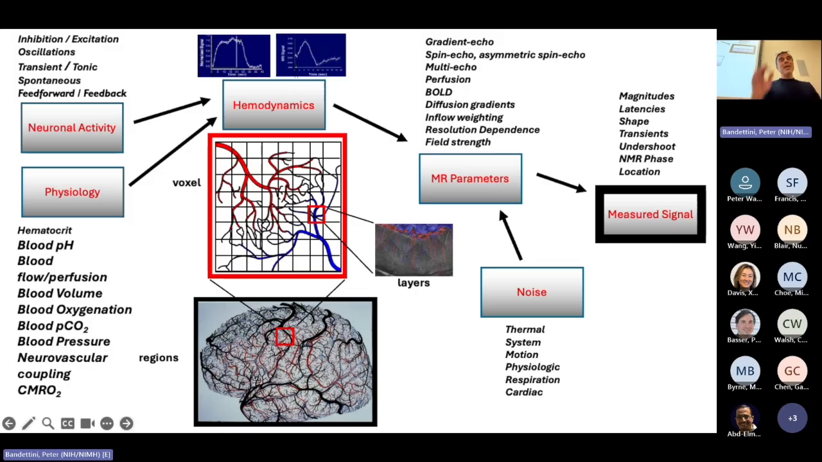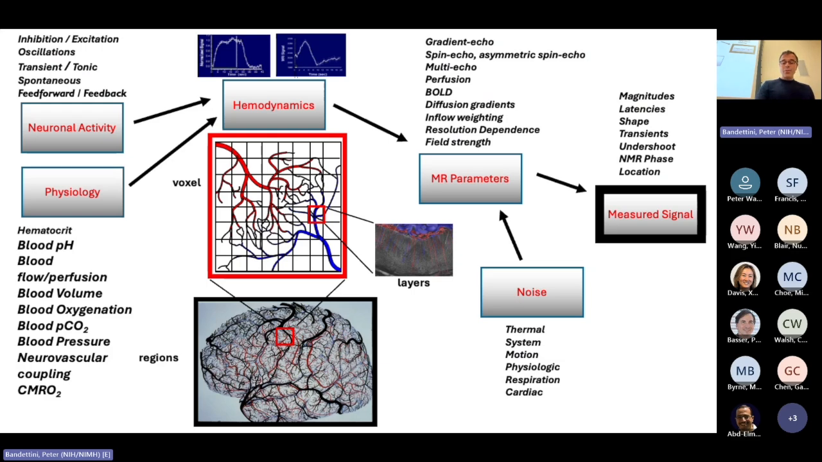And then of course, there's many different types of neural activity. I was just talking about activation. Typically, it's local field potentials that people assume, and that would be the oscillations. But we're still trying to probe inhibition and excitation, or transient versus tonic, or we're trying to understand the nature of the spontaneous activity. And then from layer fMRI, we're looking at feedforward versus feedback activity. So there's many different types of neural activity as well that we're trying to extract from this measured signal. So this sort of sizes up the nature of our problem, the nature of the challenge that's still ongoing today.